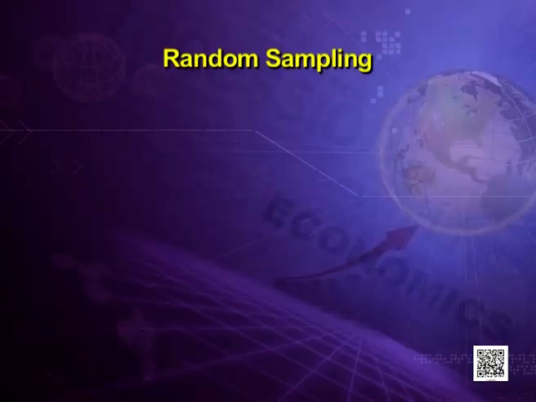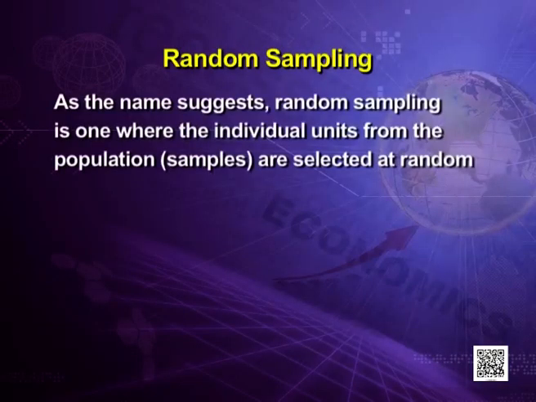The first method of sampling is random sampling. As the name suggests, random sampling is the one where individual units from the population are selected randomly.